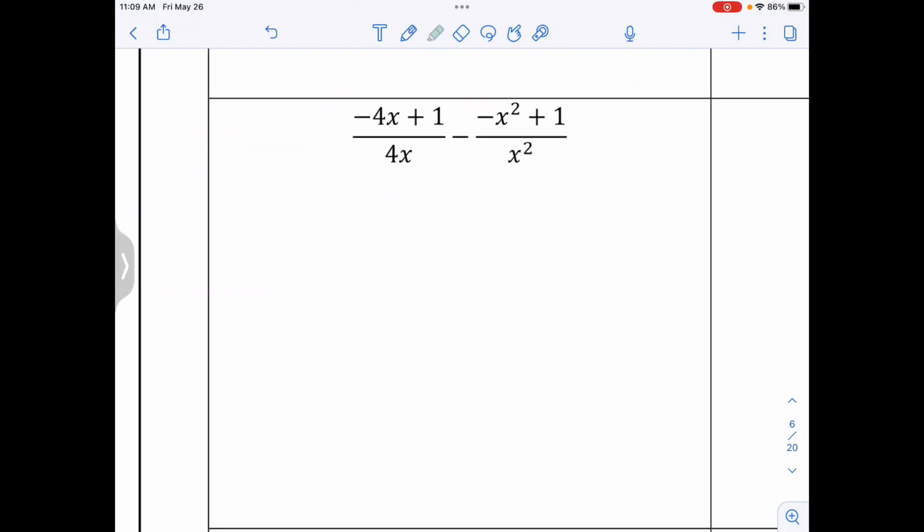Okay, the common denominator between 4x and x squared would be a 4x squared. So we're going to write everything over 4x squared. The first fraction only had a 4x. It did not have the extra x to make it an x squared. So we're going to multiply that by another x. It got a new x on the bottom, so it gets a new x on the top.